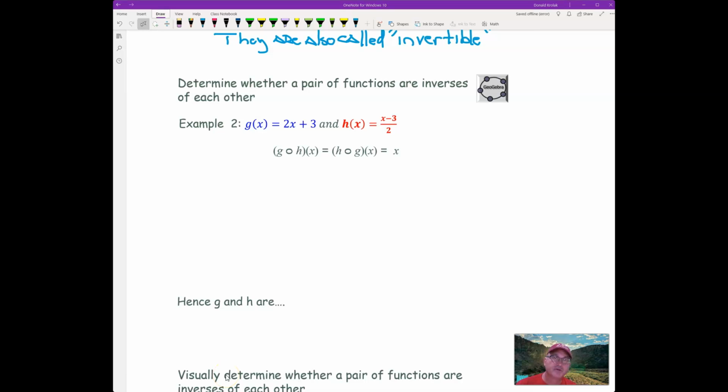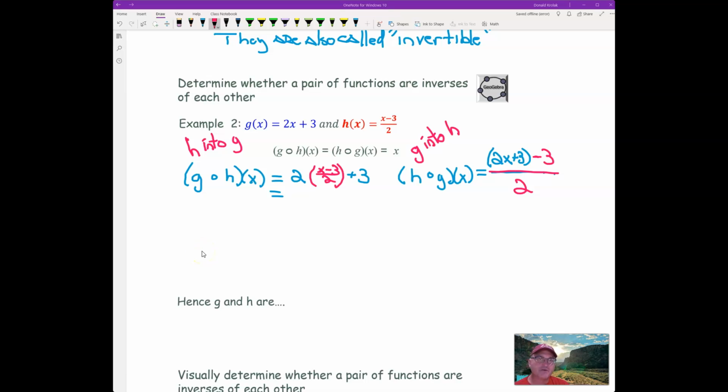So here we have another same question. Are these two functions inverses of each other? So I would pause the video and try to do these two compositions and determine, do you get x each time? And if you do, then they're inverses. So I'm going to write it up and then be right back.